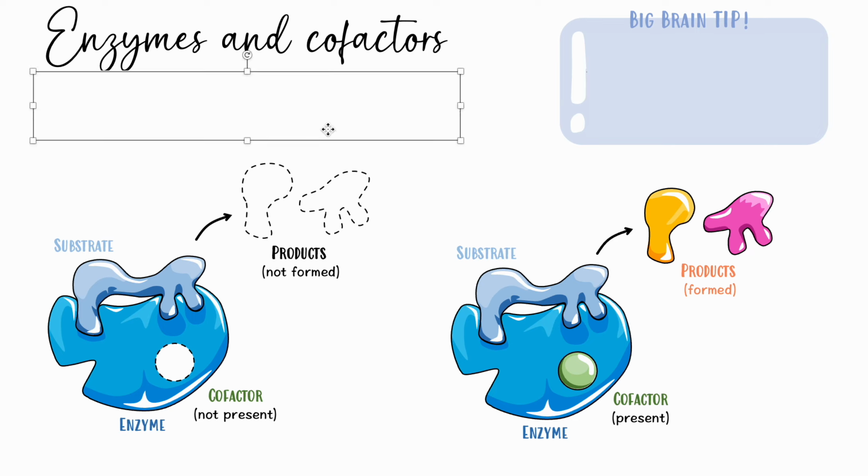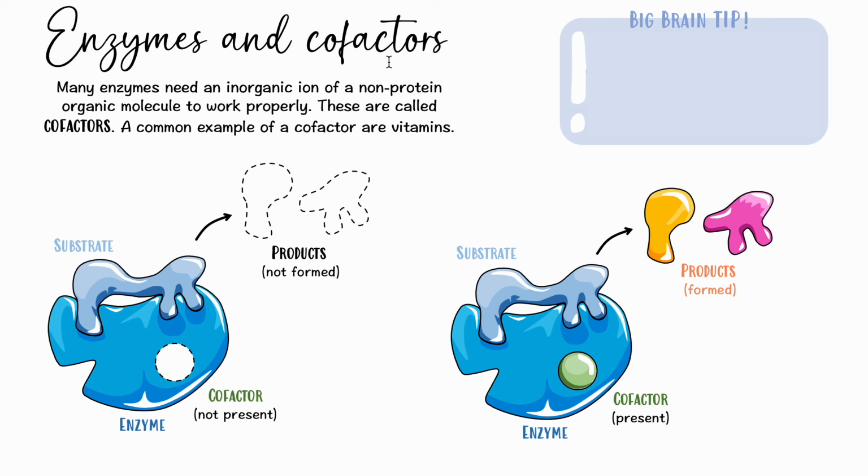So that's pretty important to know about. Cofactors are basically like the opposite of inhibitors. They can activate an enzyme. Many enzymes need an inorganic ion or a non-protein organic molecule to work properly. These are called cofactors. Examples are vitamins or things like that, okay?